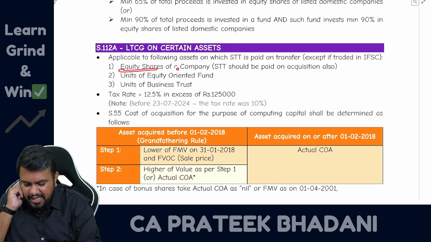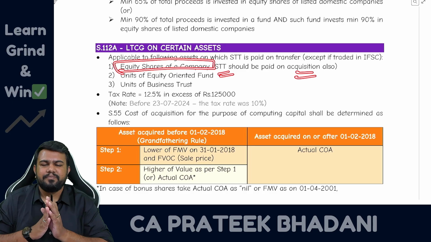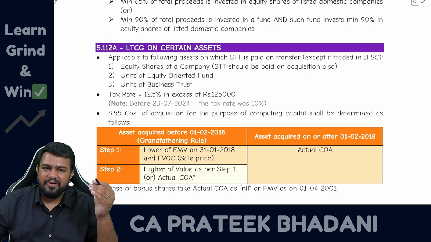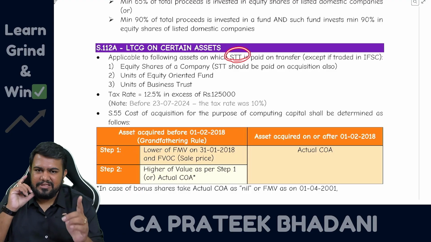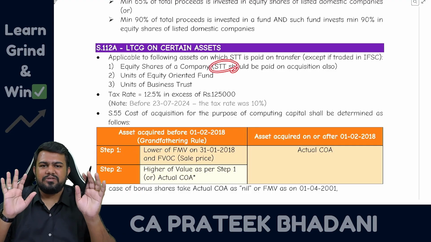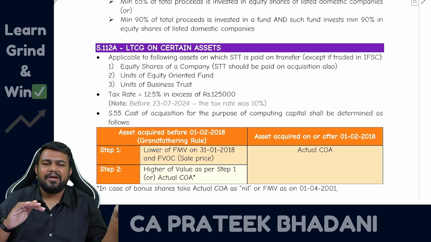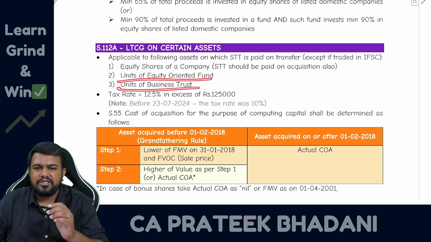For these three assets, if STT has been paid on transfer, there is one small change. In case of equity shares of a company, STT should have been paid on purchase also. So in case of 112A, in case of equity shares, STT should have been paid on transfer as well as on purchase. Only then it is covered under 112A, or else it will be covered under 112. Then units of equity oriented fund and units of business trust.